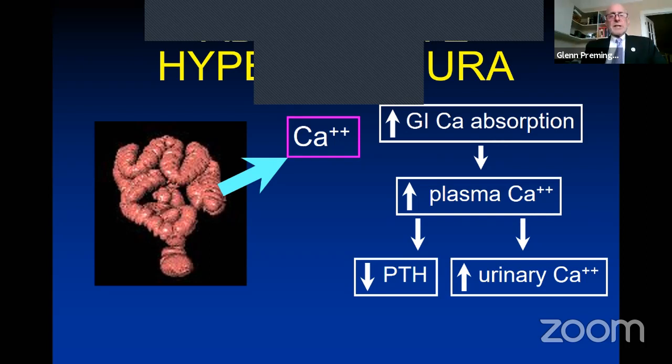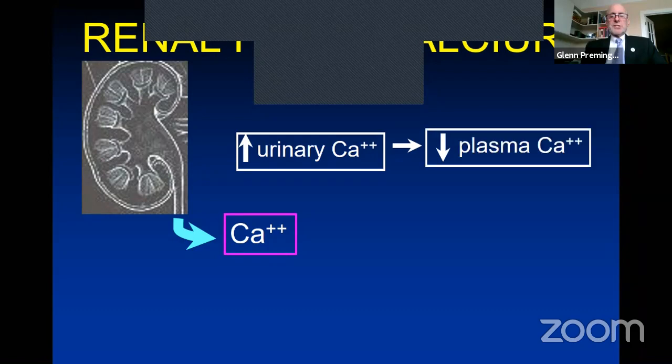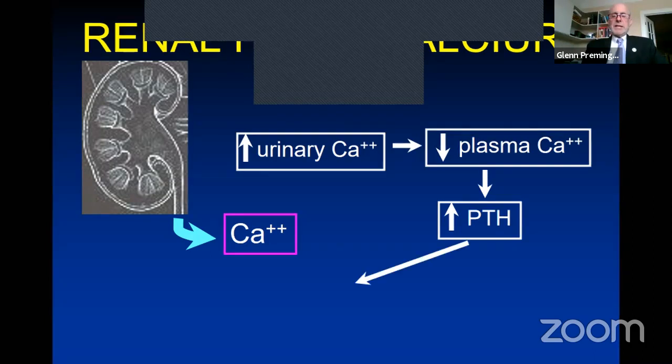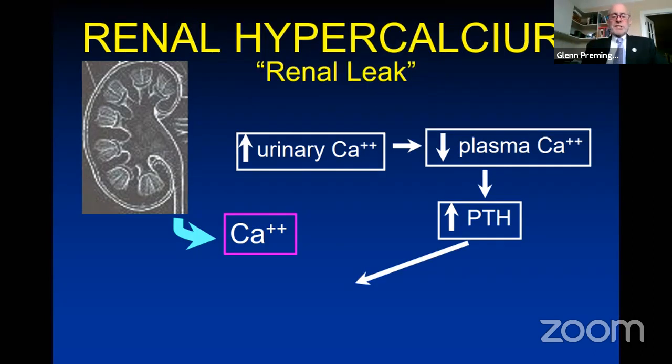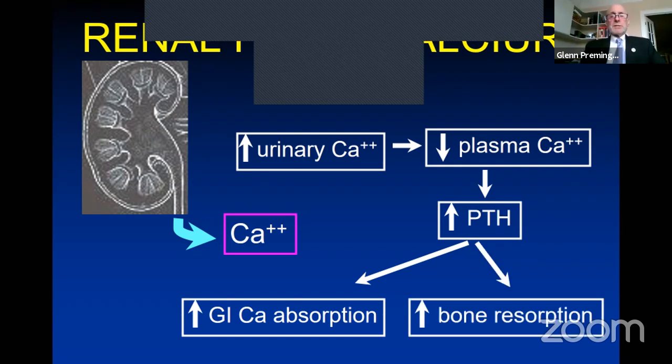In contrast, in patients with renal leak hypercalciuria, the primary defect is in the distal tubule, where these patients leak calcium into the urine, and this increased urinary calcium will cause a slight decrease in plasma calcium. It will stimulate the production of PTH with subsequent increase in intestinal calcium absorption, as well as an increase in resorption of calcium from the bone.